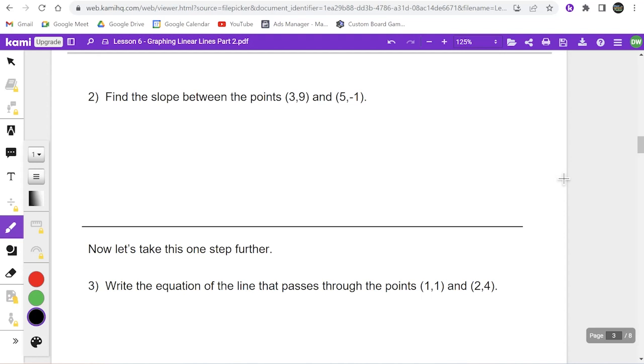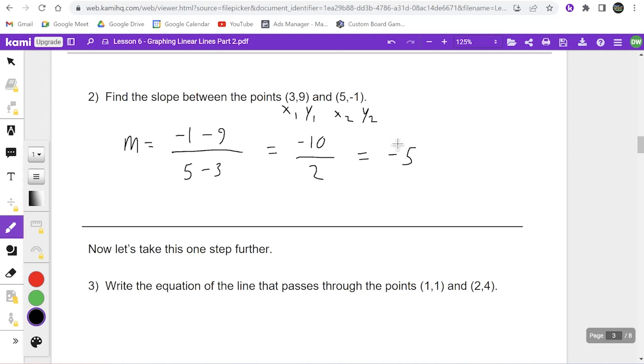Okay, here's what we're going to do. I'm going to say m equals y2 minus y1. So we're talking x1 is 3, y1 is 9, x2 is 5, and y2 is negative 1. So it's going to be negative 1 minus 9 divided by 5 minus 3. That's going to be negative 10 divided by 2. And so we got negative 5 as our slope. Any questions? Yes.